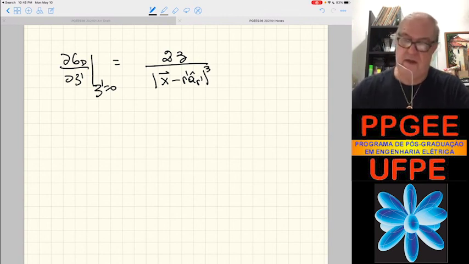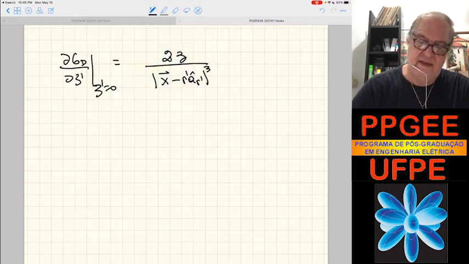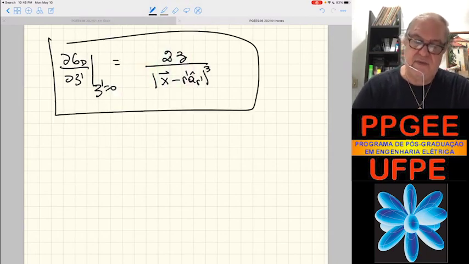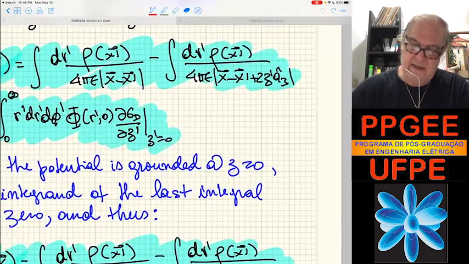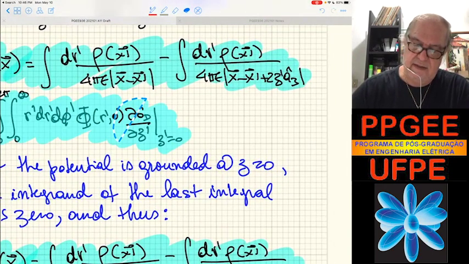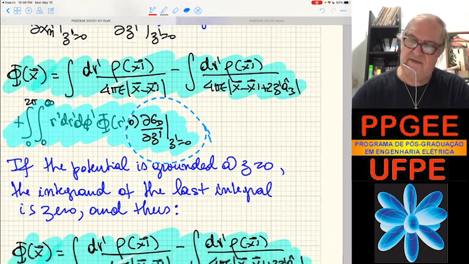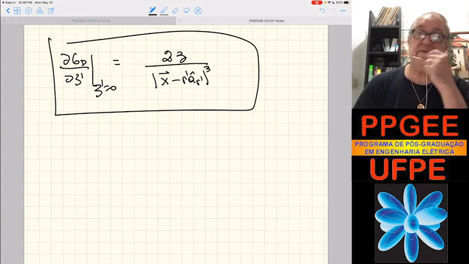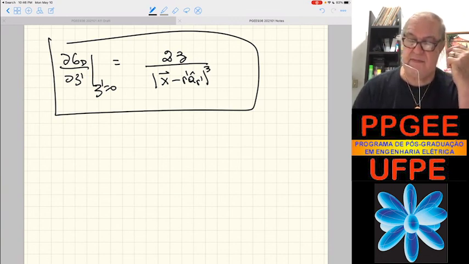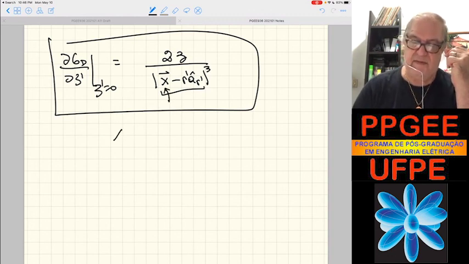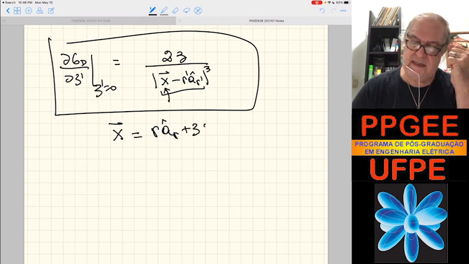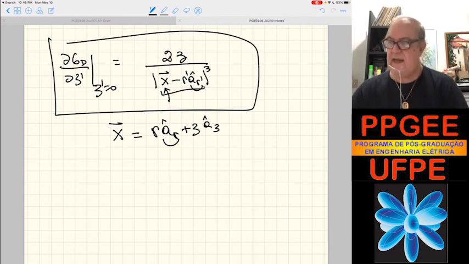Okay, so that's the result we have. Let me just check that it's correct. So that's what we have to include in this term here. The derivative is given by that function there: 2z divided by |x minus r prime a_r prime|. This is a function of, remember, x equals r a_r in cylindrical coordinates plus z a_z. So this versor is not the same as that one. They are different things. Okay?